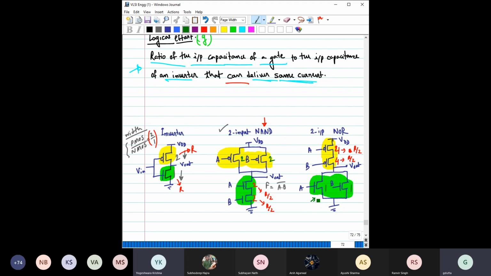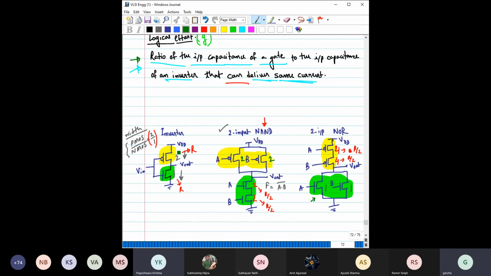Please check, is this part clear to you or not? Okay. So now let us again come back to this, whatever we have studied here. What is logical effort? How do you find it? Logical effort is the ratio of the input capacitance of a gate to the input capacitance of an inverter that can deliver the same current, right?